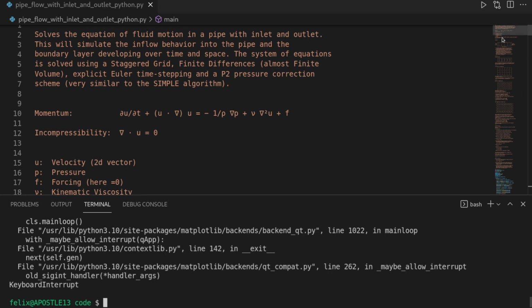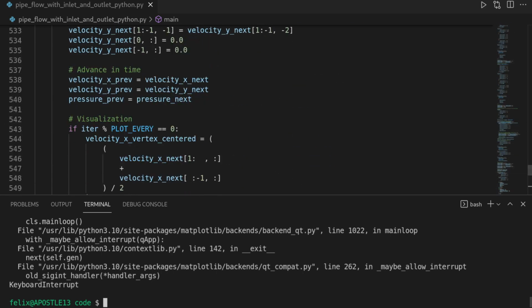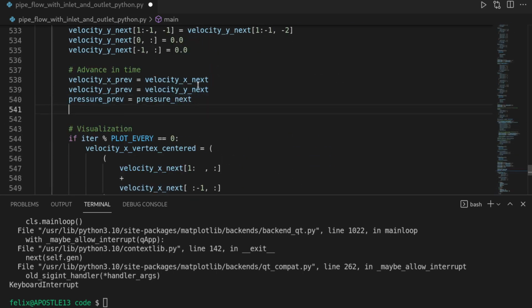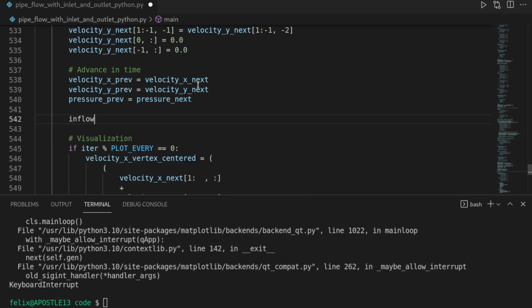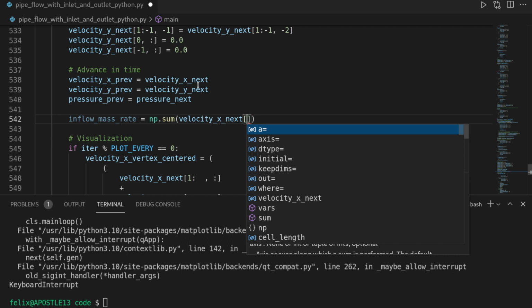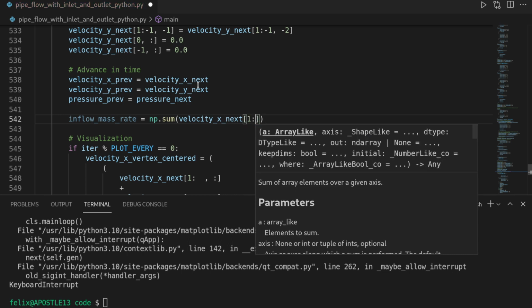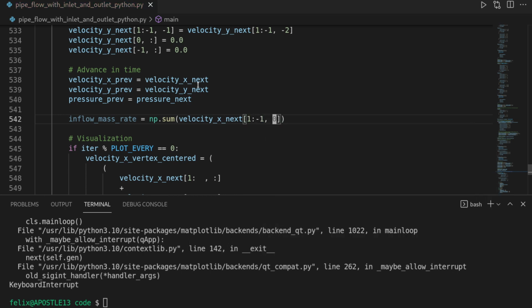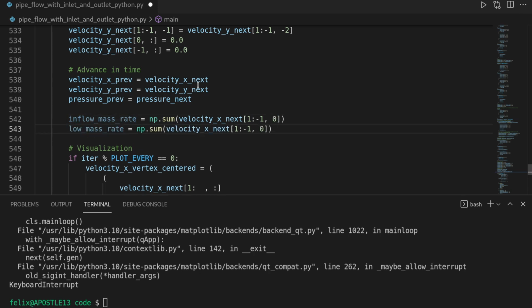And we can check on that by going right before our visualization and calculating the inflow mass rate. So inflow mass rate, and for this we will just sum up the values at the very left. So we do velocity x next at all interior values and then point 0. So this is the inlet. And then we can define the outflow mass rate by using a -1 instead.